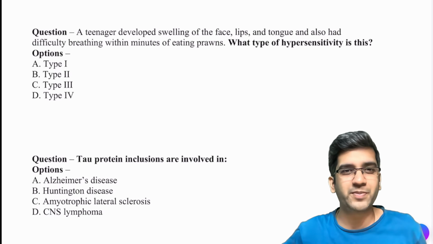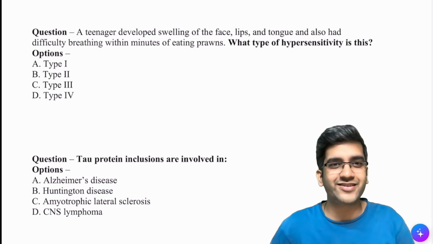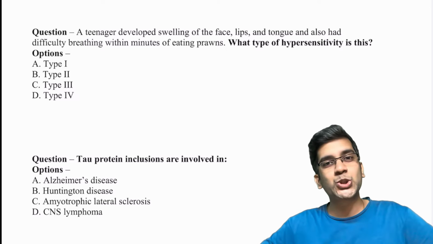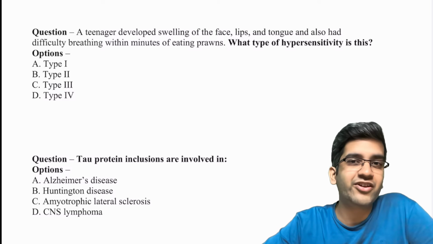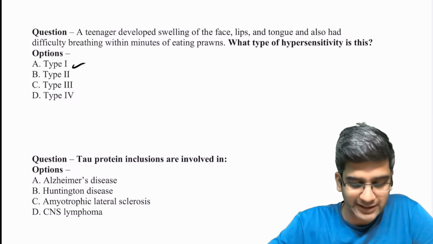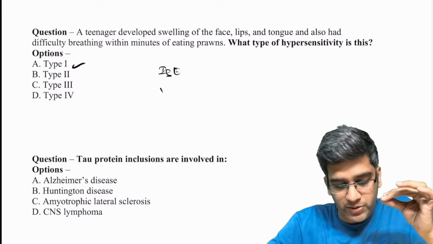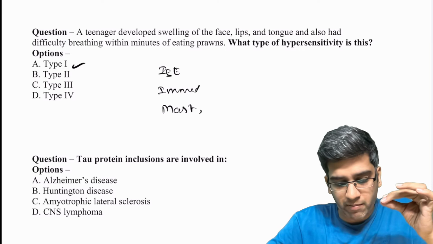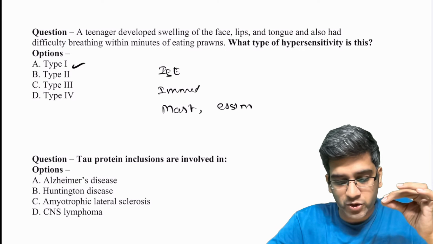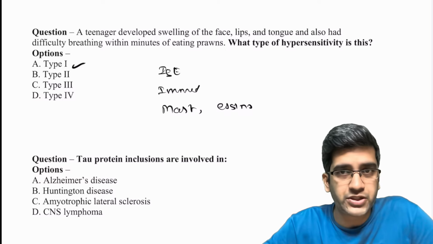Simple thing. I'm not going to spend much time here. You guys know the answer, right? Straightforward and easy answer. Teenager with swelling in the face, tongue, and difficulty in breathing. Type of hypersensitivity is type 1. Immediate hypersensitivity, IgE mediated hypersensitivity. It's immediate, and the two cells I want you to remember, mast cells and eosinophils, are the ones involved in the progression of this hypersensitive response.